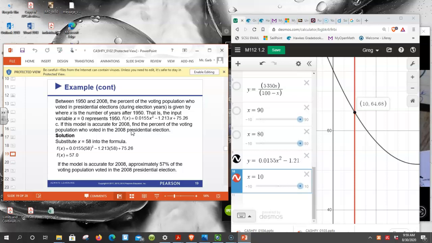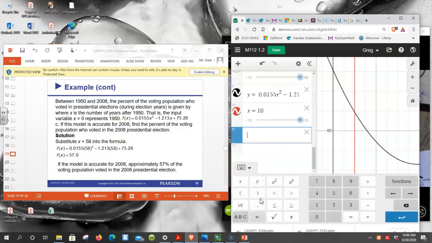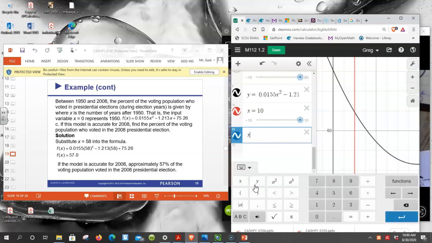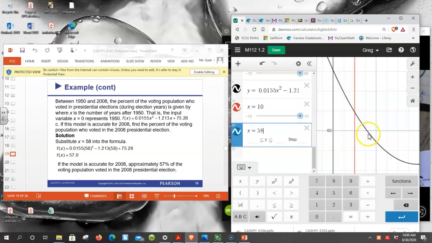Well, they're telling you 2008, so that means x equals 58, right? So if we're looking at 2008, yeah, 58. So you have to say x equals 58. So they're comparing the percentage of people who voted from 1960 to 2008. So we put x equals 58 because x is the number of years after 1950.